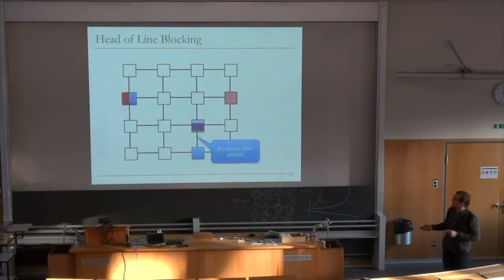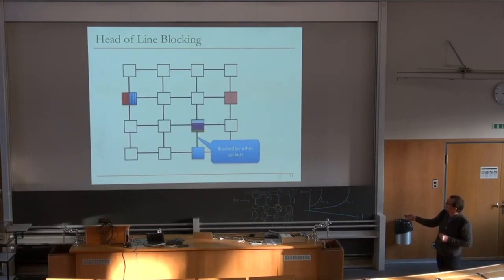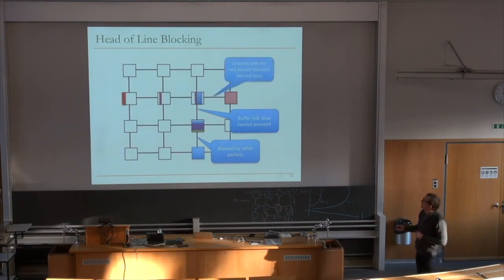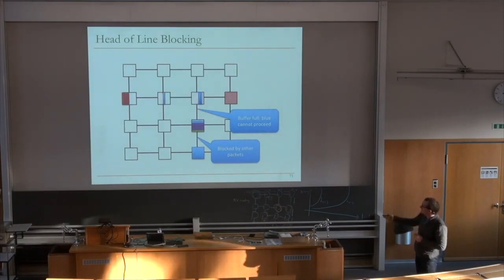So let's take a look at it. Let's assume that this link is blocked by other packets, so this green one cannot move. As a result, this purple one cannot move also. So this blue one is making progress. The buffer is full over here. The blue one cannot proceed, and as a result, it's blocked.